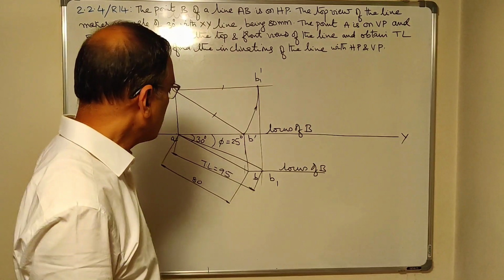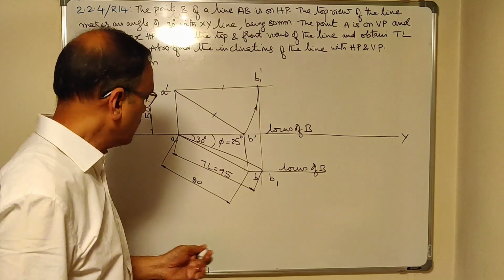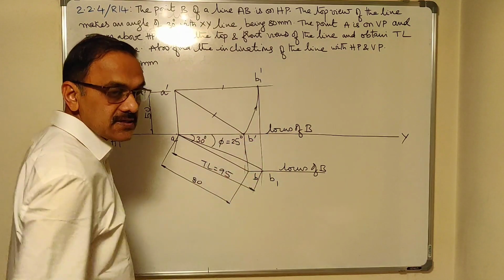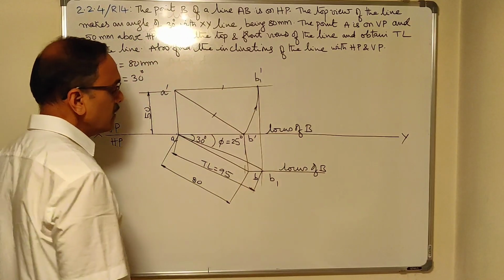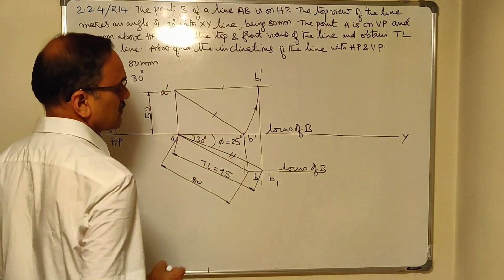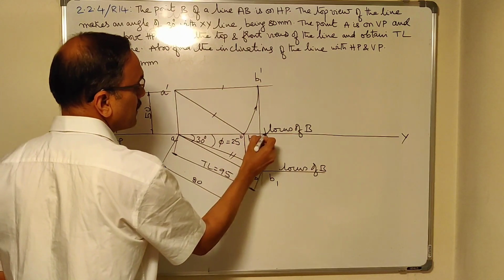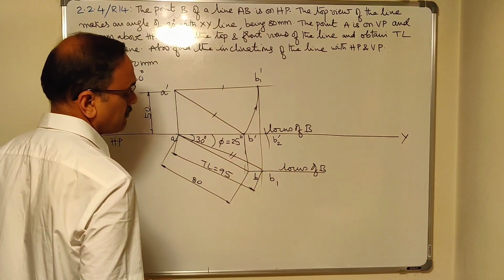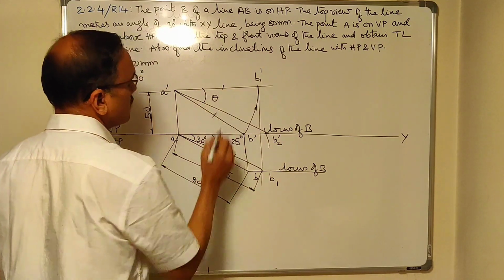What are you left with now? You are left with the angle theta. What is the inclination of the line with HP? I got the true length as 95 already. So I will draw the true length in the front view as well so that I get the angle theta. What do you do for that? Take A dash as center, 95 mm as radius. This is the true length. With 95 mm as radius, cut the locus of B. Let us call this B2 dash. Connect A dash with B2 dash, you get the angle theta.